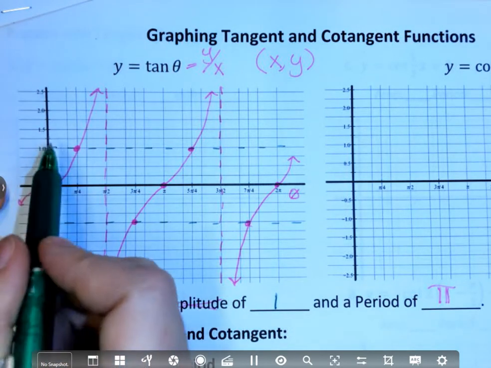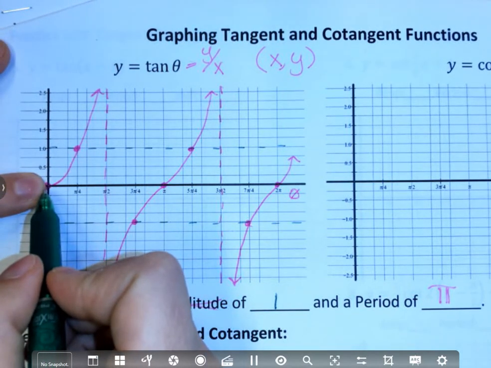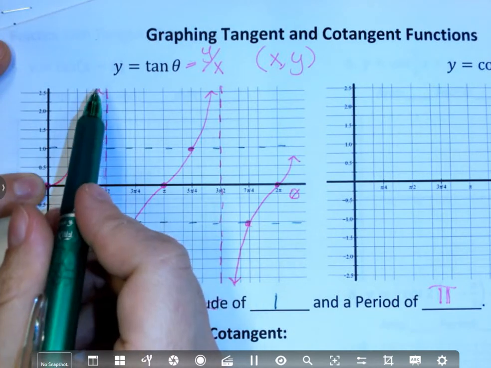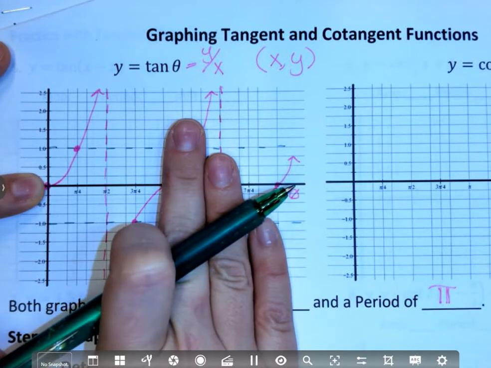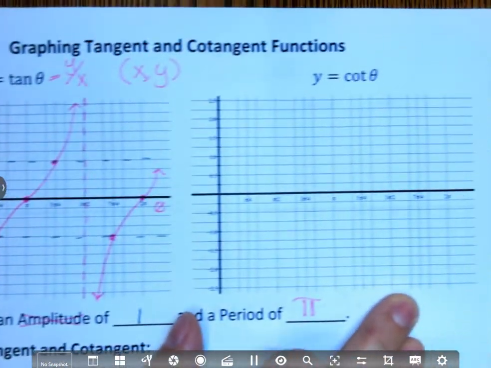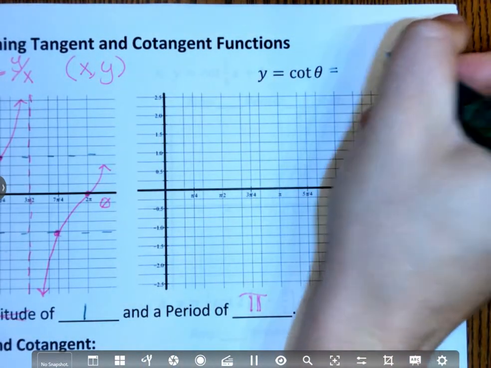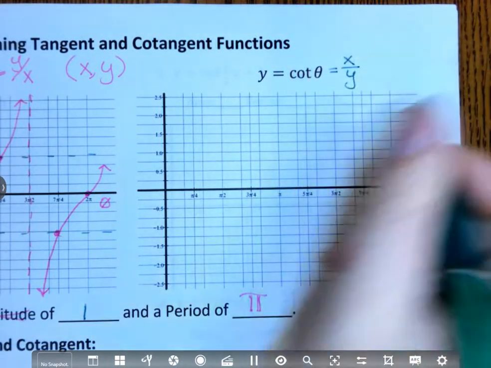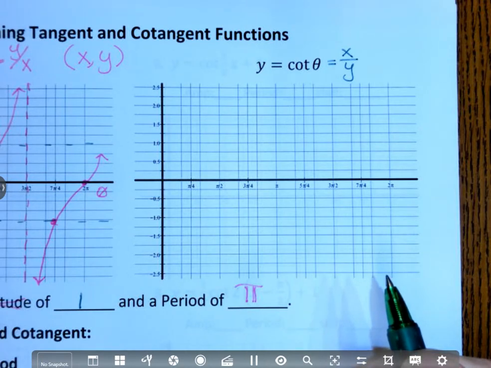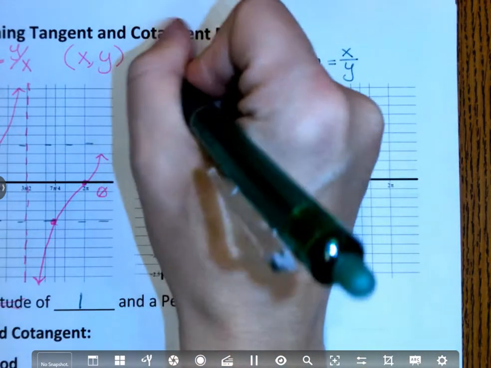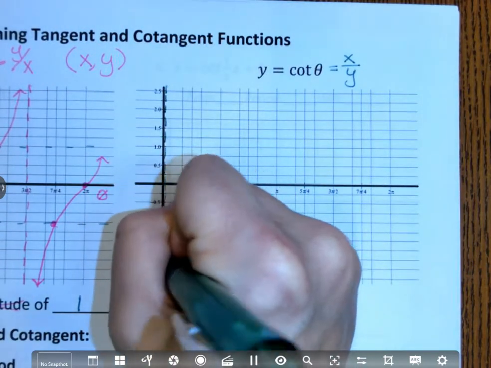Few things talking about tangents. Tangents start at a middle point and go up. Asymptote is straight in the middle of your period. Cotangent. How do we do cotangent? X over y, right. What then is the cotangent of 0? Undefined, because 1 over 0 is undefined, which gives me a vertical asymptote.